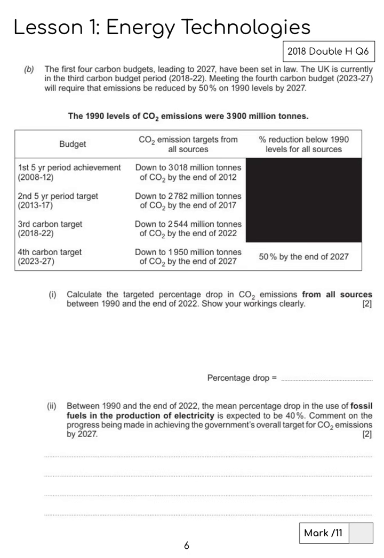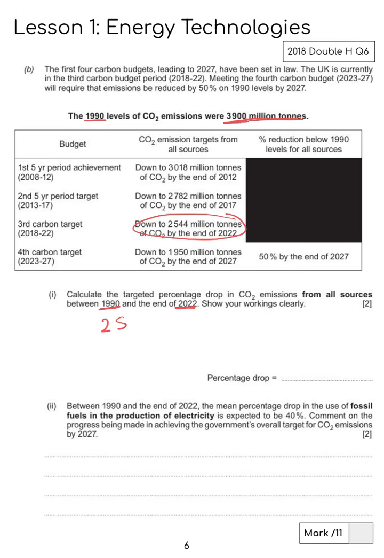Part B is talking about CO2 emissions. So the important bits of information are that the original levels in 1990 were 3,900 million tonnes. Then we have a few different time periods and the targets and what the percentage reduction is. And we are calculating the percentage drop from all sources between 1990 and the end of 2022. So we first got to find the information that we need on there. So the target by the end of 2022 is this one here.